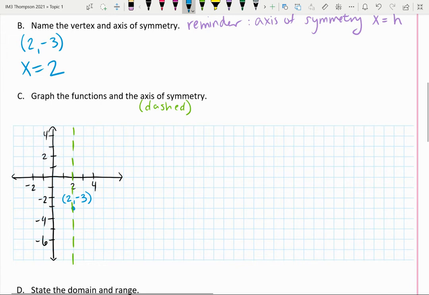So I like to use that when I'm graphing. It seems easier, but you are absolutely welcome to just plug in some points and fill in a table.